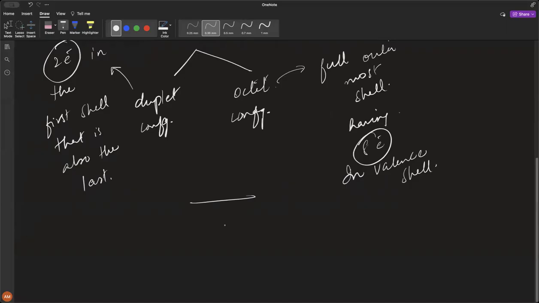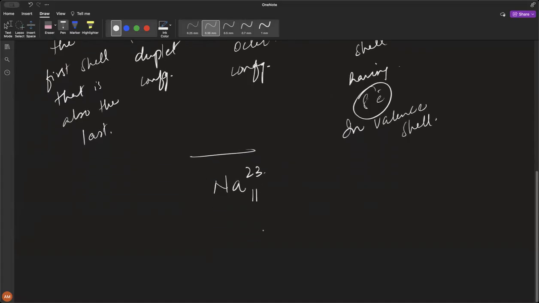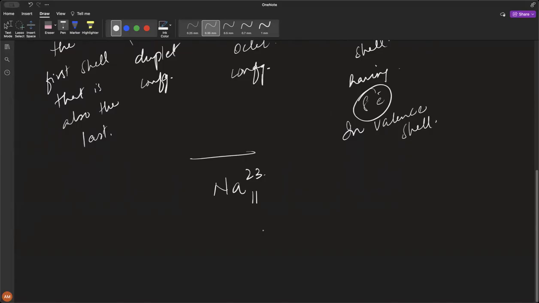Let's look at sodium. Sodium is 23 and it has 11 electrons and protons. So in the first shell, we know you can only have 2 electrons. Then in the second shell, we can only have a maximum number of 8 electrons. This makes how much? 10.